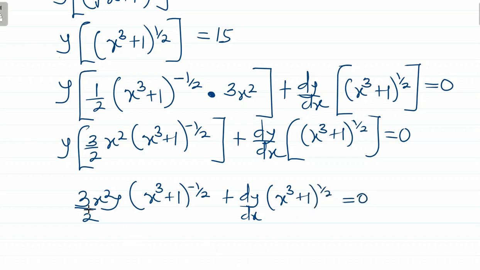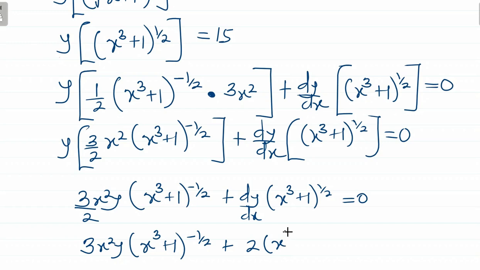So we want to eliminate the denominator 2. That is, we multiply through by 2. When we multiply through by 2, we can see that this 2 will cancel the 2 we are multiplying. That gives us 3x squared y now being multiplied by x cubed plus 1, all exponents of negative half, and then when 2 multiplies this, that gives us 2 multiplied by x cubed plus 1, all exponents of half, dy/dx, which is equal to 0.